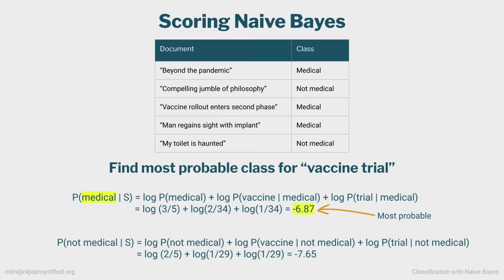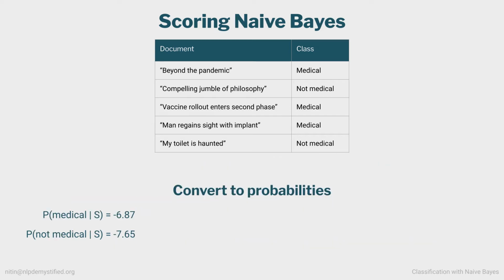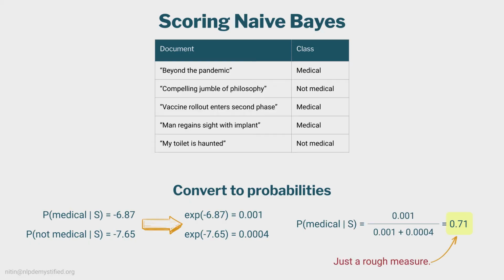If we're satisfied with just knowing the most probable class, we're done. But if we need it, we can retrieve some probability measure as well. To do that, we need to reverse the log operation by raising the natural exponent to the log value. The probability of the document being medical then is 71%. Keep in mind that this is a rough measure and sort of a guide.